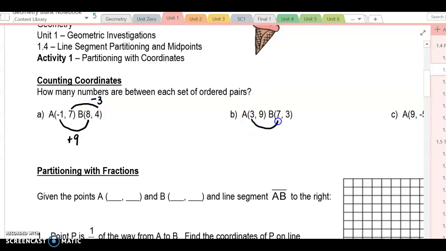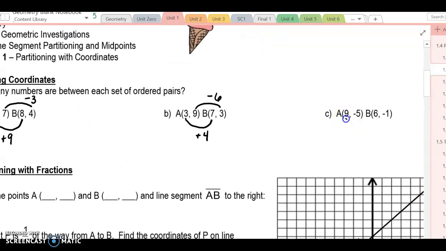And then again, from 3 to 7, so that's going up 4 numbers: 3, and then 4, 5, 6, 7, that's 4 numbers. From 9 to 3, I'm going down 6 numbers, so 9, then we have 8, 7, 6, 5, 4, 3, that's 6 numbers. And then finally, letter C, from 9 to 6, I'm going down 3 numbers. And then from -5 to 1, a little bit tricky, but you're going up 4 numbers there: -5, and then -4, -3, -2, -1, 4 numbers.